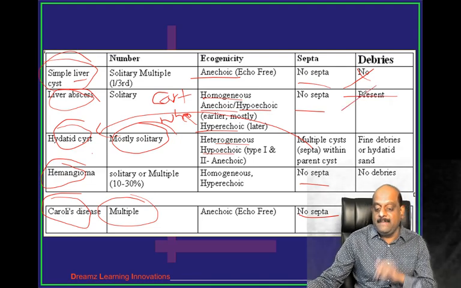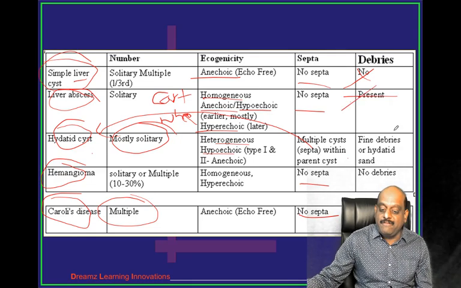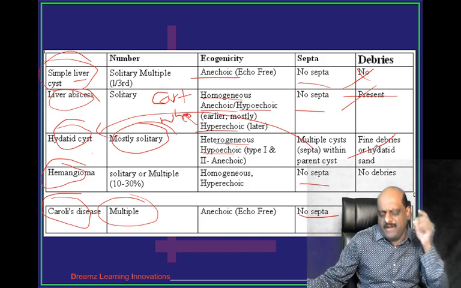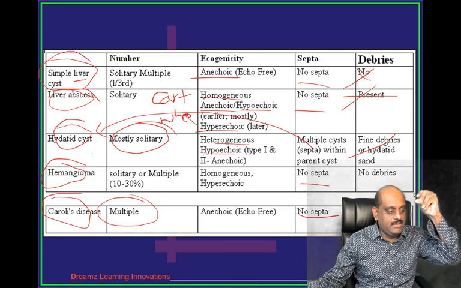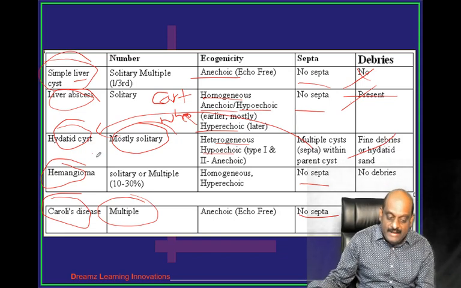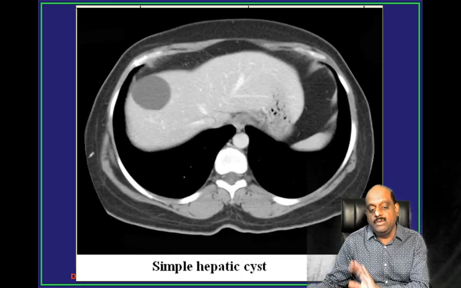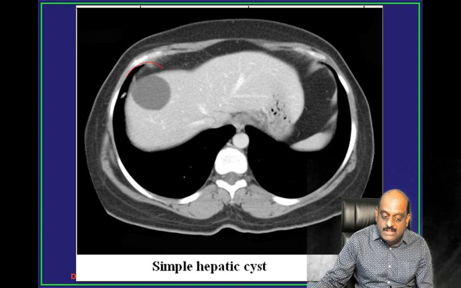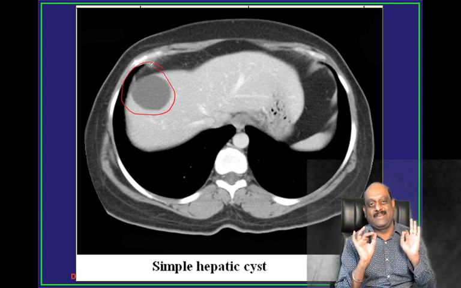A liver abscess has debris, very fine debris, like sand in a grinding mill. In the case of hydatid cyst, that is what you need to remember. So this is a simple liver cyst, no debris.